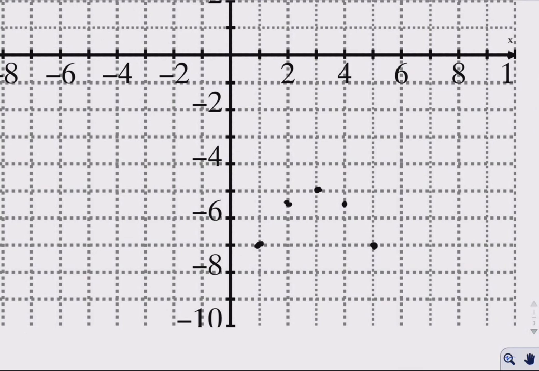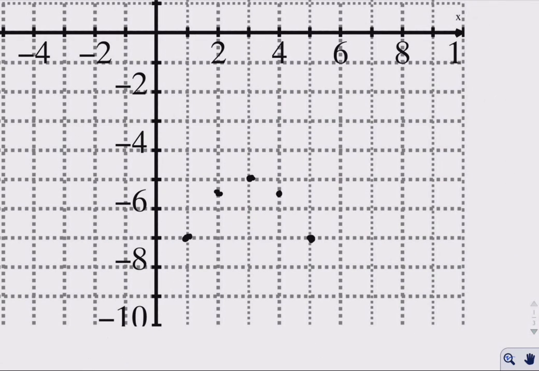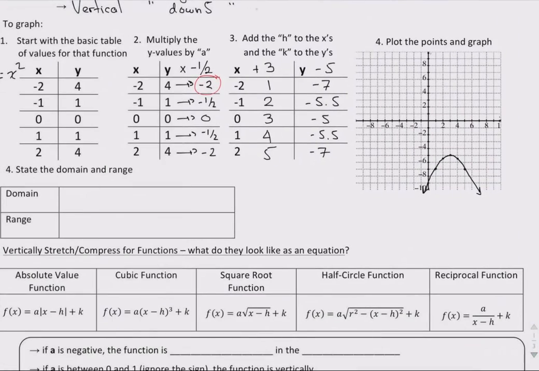I can do better than that. Zoom in here a bit. Arrow this way and arrow this way. 1, 2, 3. And there you go. There is our graph of the function.